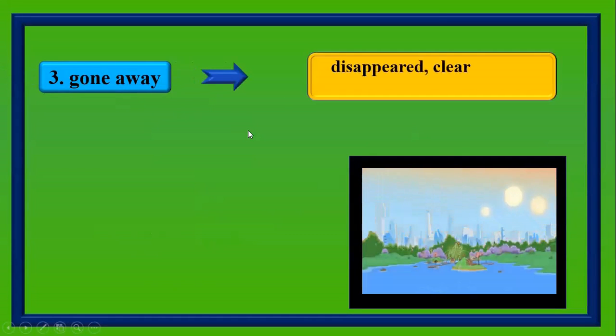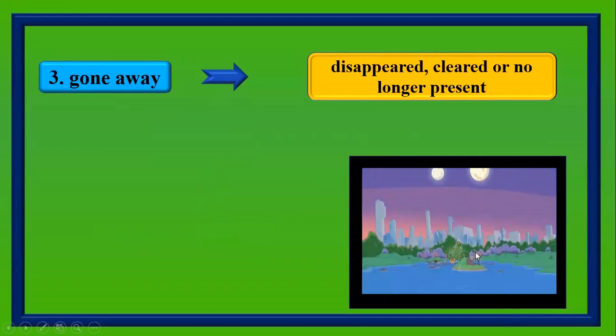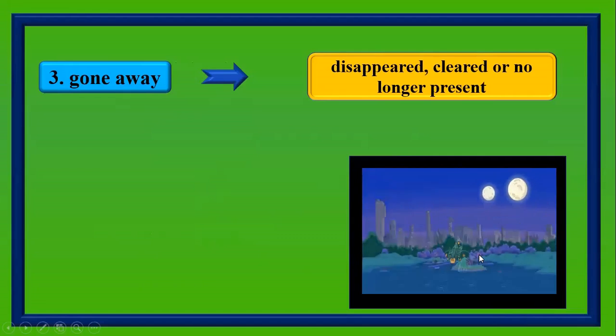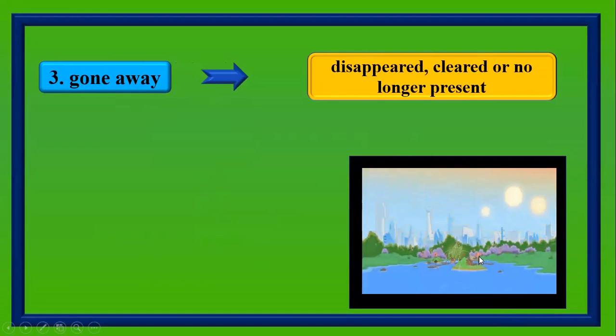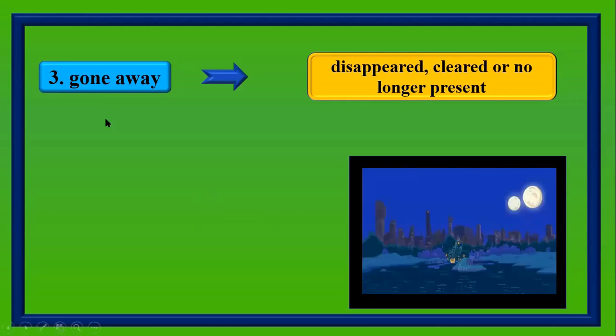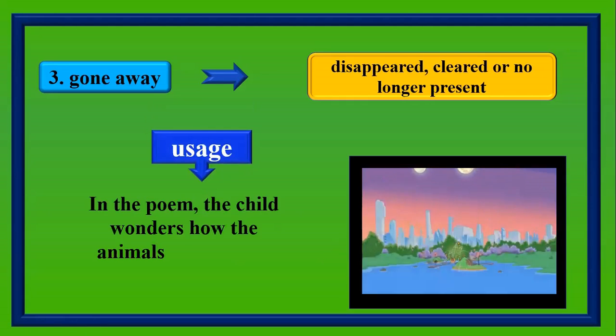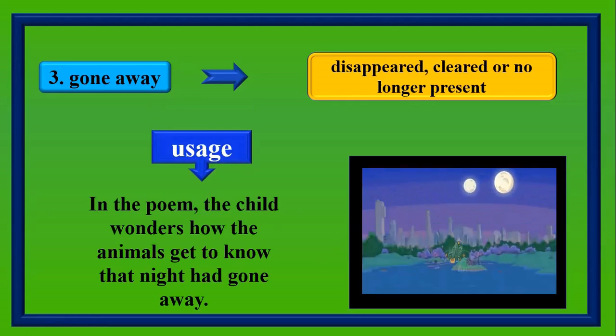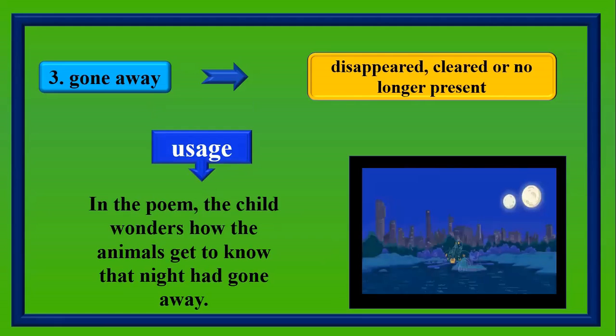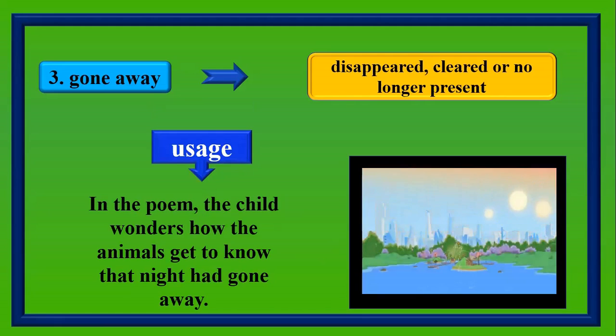Now the third new word is gone away, and it means disappeared or cleared or no longer present. If you look at this video, you will see how night disappears or goes away and morning comes over. Here is the sentence I have framed using this phrase gone away: In the poem, the child wonders how the animals get to know that night had gone away.